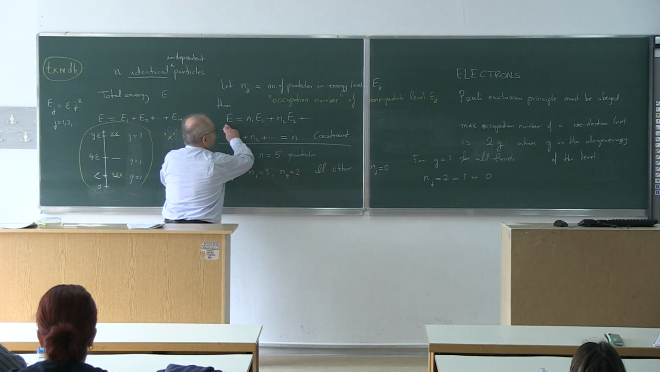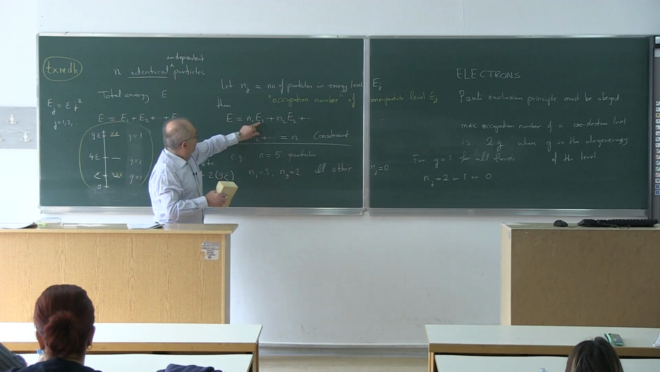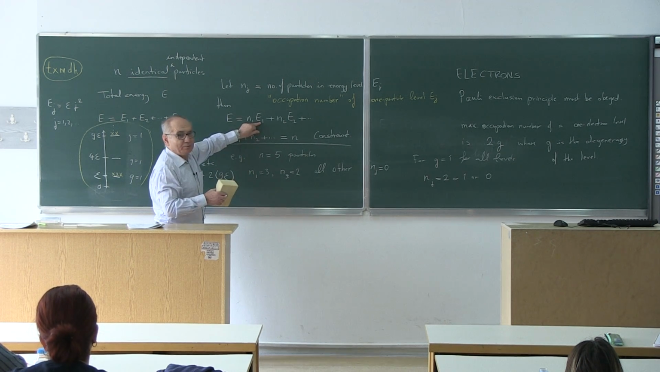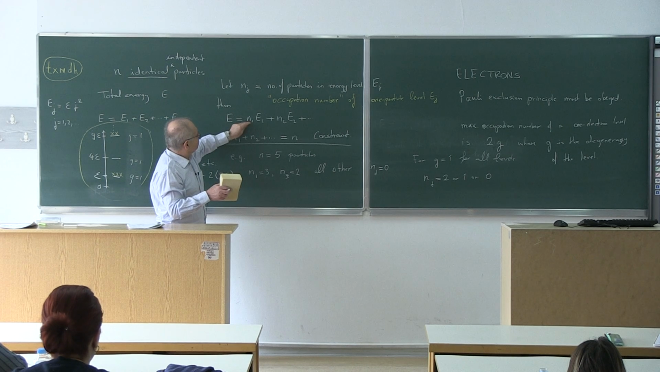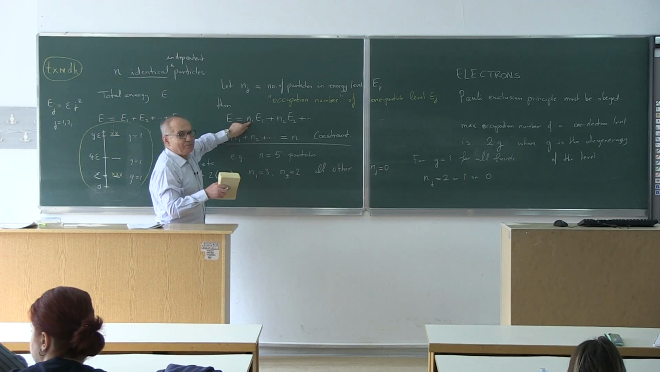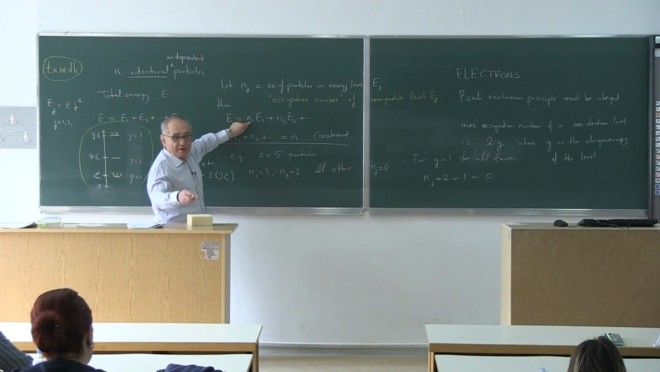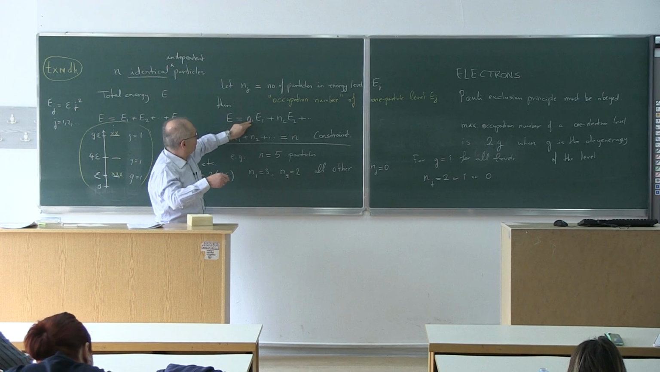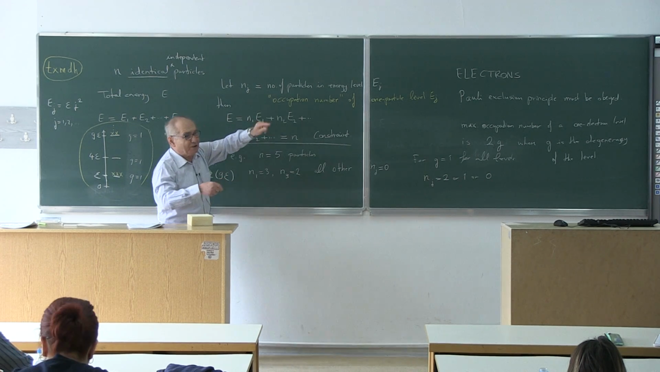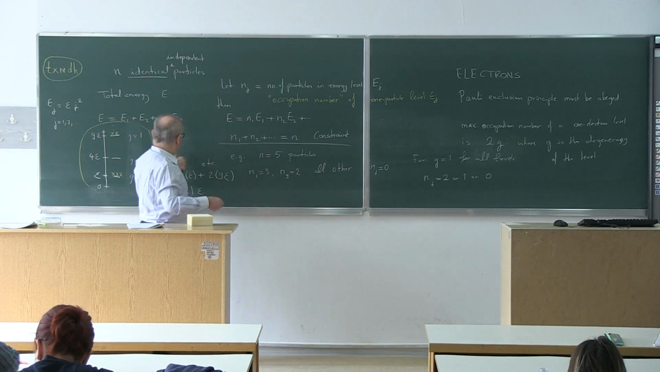To get the lowest energy using this expression, I should start from the lowest value for the one particle energy, and then use the maximum value for the occupation number. But if the particles are electrons, then the maximum value for any of these occupation numbers is how many? 2, in this model.